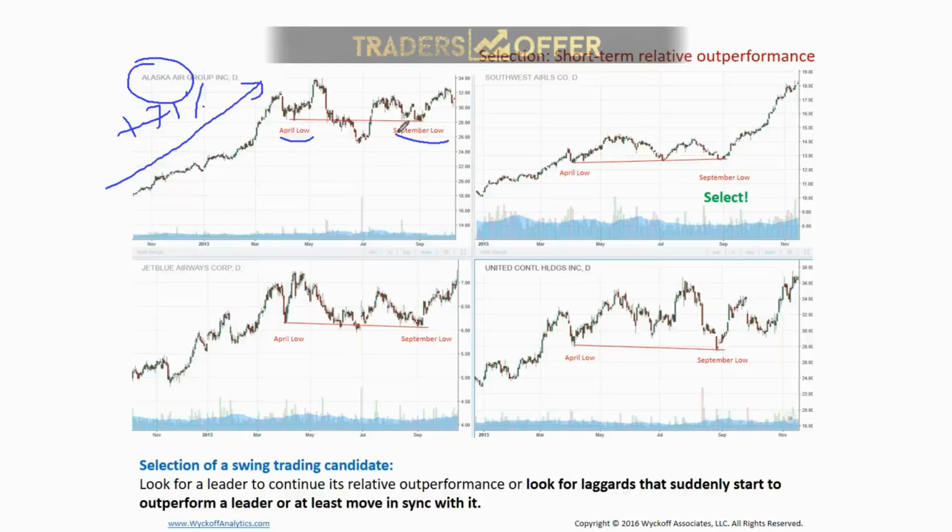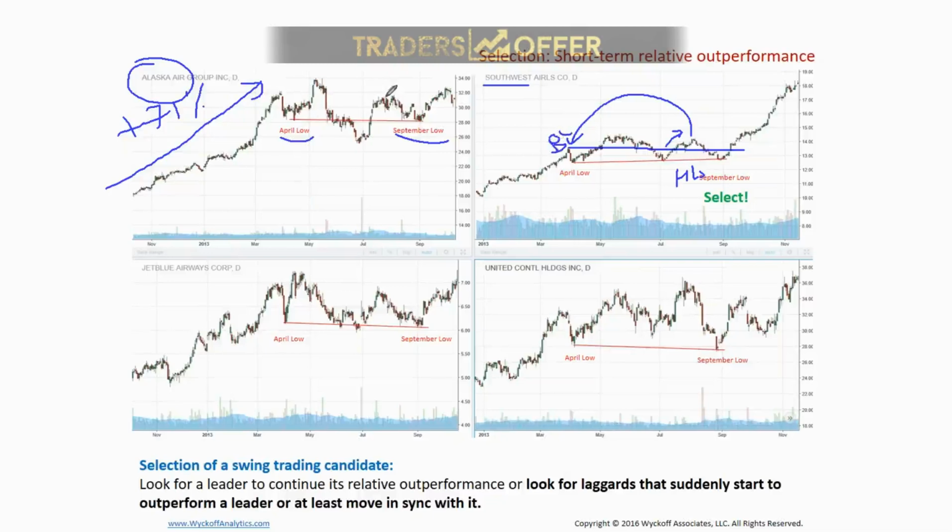It's actually underperforming. Southwest is having the same formation, but this formation has higher lows. It also seems that this second rally is outperforming in its own way. It actually goes and exceeds the high that was a climactic high right here. And we don't necessarily see this from other stocks.